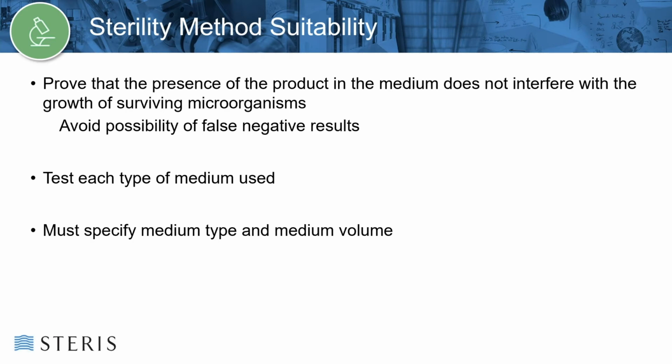The sterility method suitability, also referred to as bacteriostasis fungistasis, is our test method validation for test of sterility. The intent of this test is to ensure the product does not inhibit growth in the liquid growth media, resulting in a falsely negative result. We prepare the samples in the same manner as the test of sterility. However, we inoculate the samples with low levels, less than 100 CFU, of specified test organisms.